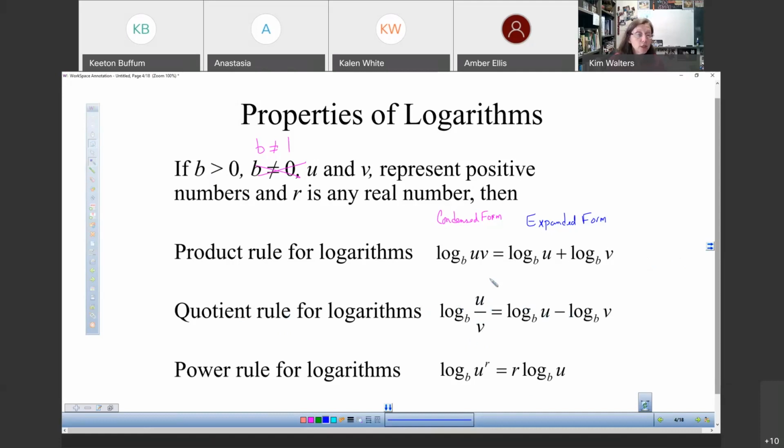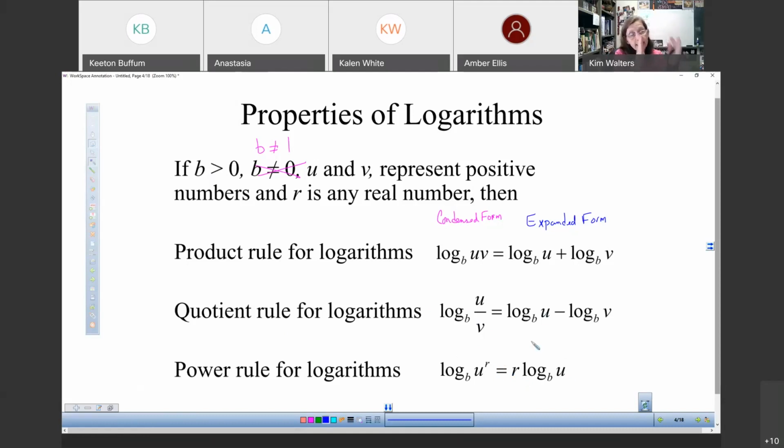Okay, notice my base is going to be the same here. And then finally, my power rule for logarithms says that if I have a logarithm of a power, I can literally just drag that power down in front and make it a product, okay? So my power can become multiplied times my logarithm. Now, with that in mind, that's going from condensed to expanded.